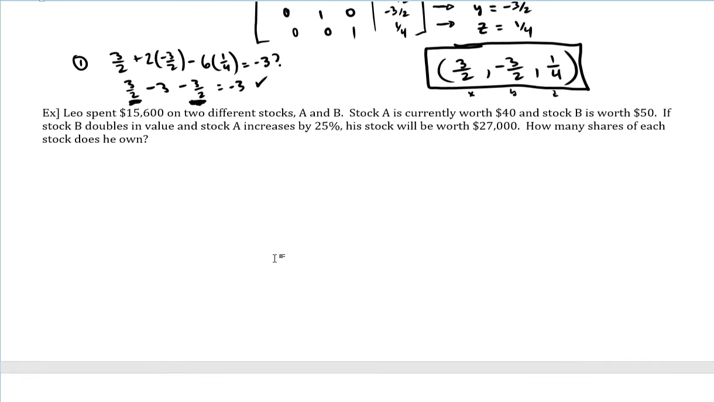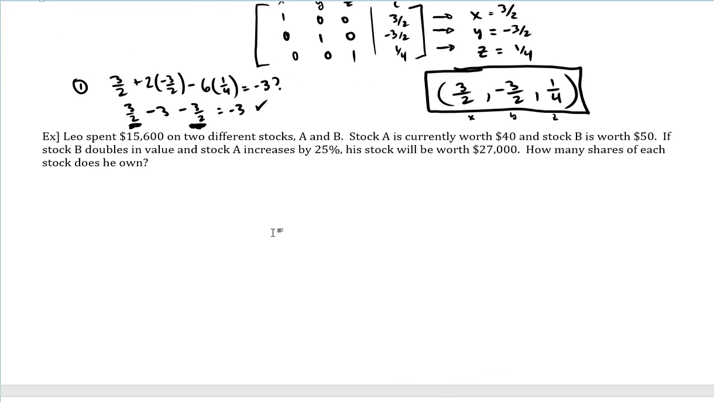Okay, so let's see one other problem. So often, if we're using technology, they might make it a little tougher to get the setup at least. So on this problem, it says Leo spent $15,600 on 2 different stocks, A and B. Stock A is currently worth $40, and stock B is currently worth $50. If stock B doubles in value and stock A increases by 25%, his stock will be worth $27,000. How many shares of each stock does he own?